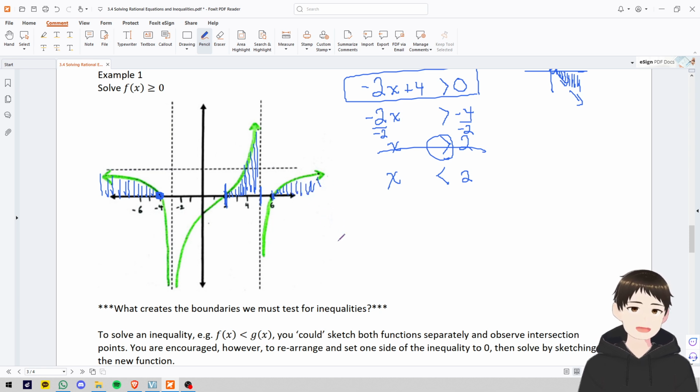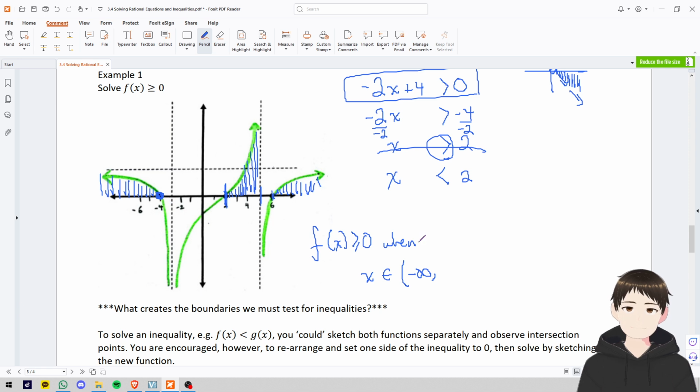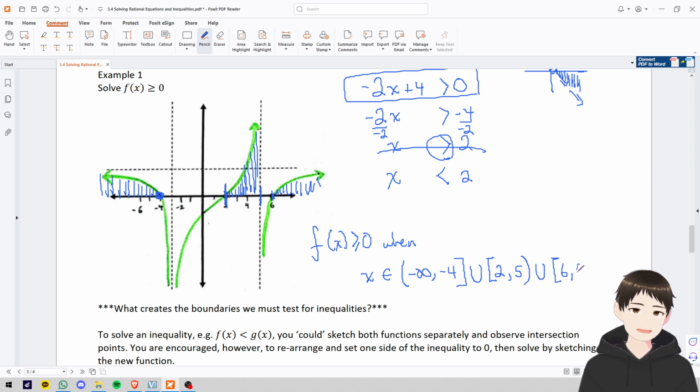So if I were to write this out, f of x is going to be greater than or equal to 0 when x belongs to the intervals: negative infinity all the way to negative 4, touching, union 2 to 5. 2 I touch because it's an x-intercept. 5 I do not touch, it's a vertical asymptote. Union, from 6 I touch, it's an x-intercept, all the way to positive infinity, which I'll never reach. So that would be the answer if I gave you a graph.